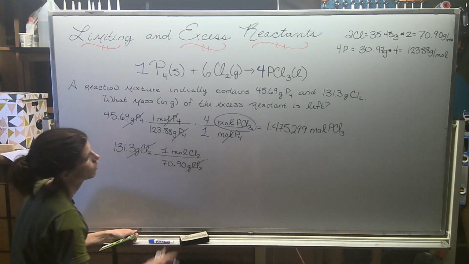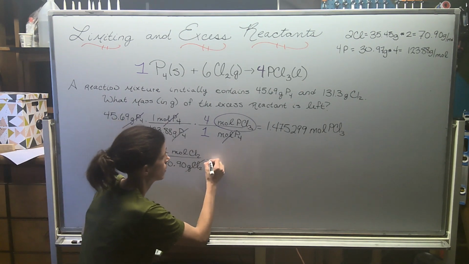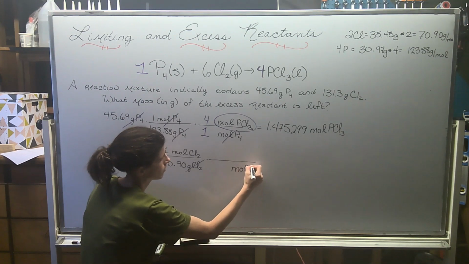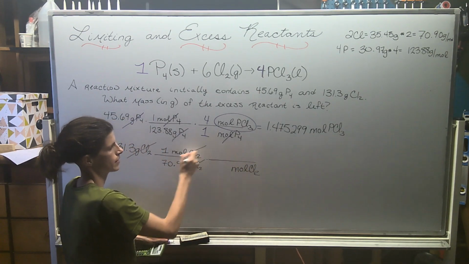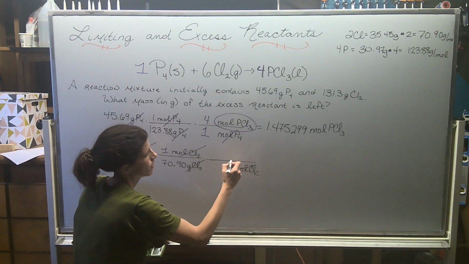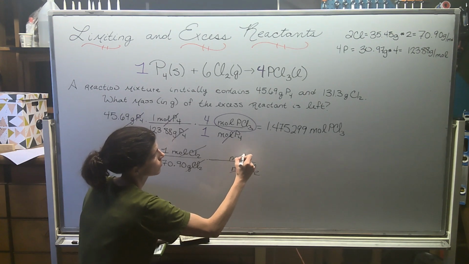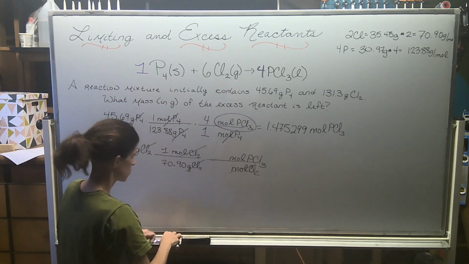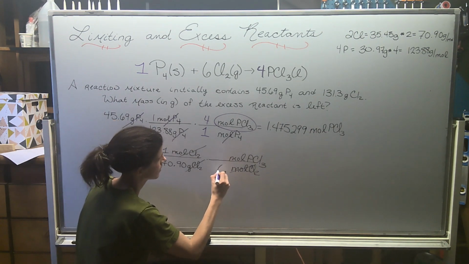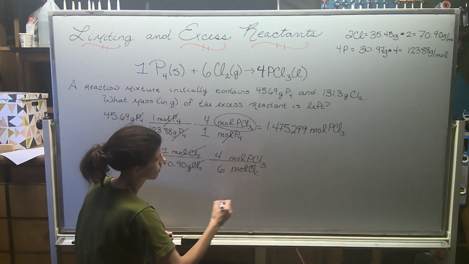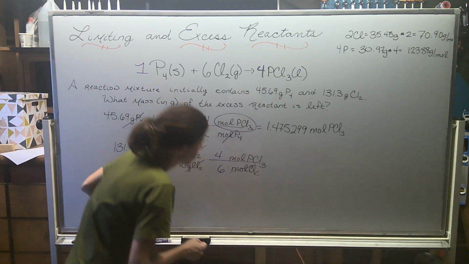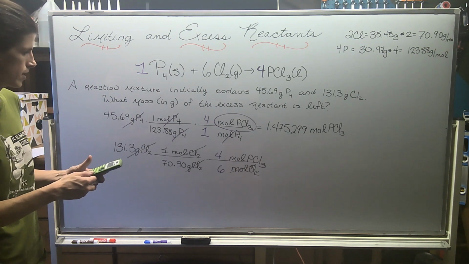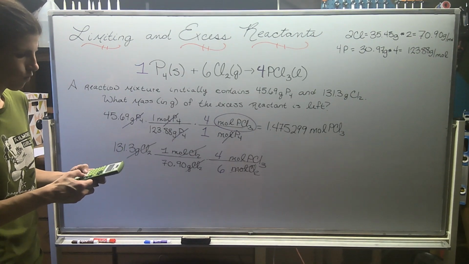Now I can convert my moles of chlorine to the phosphorus trichloride. So moles of chlorine will go on the bottom so that this cancels this. And then I'm going to do moles of PCl3 on top. There's a 6 here and a 4 here. So in my calculator, I'm going to do 131.3 times 4.